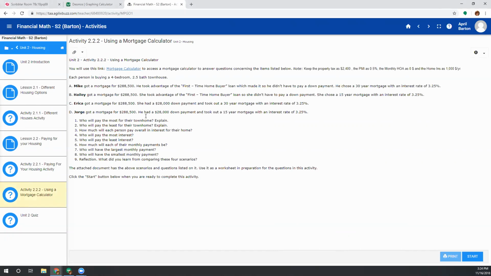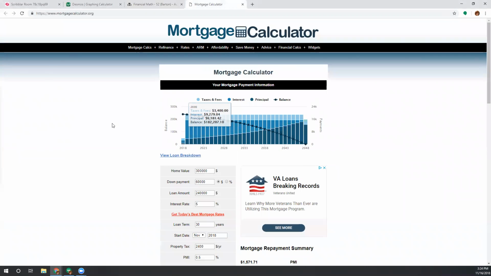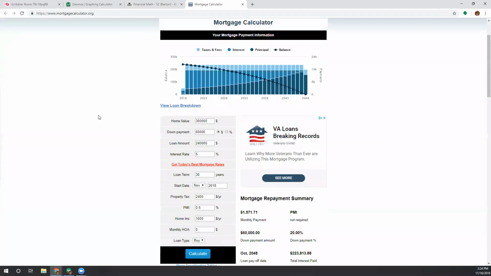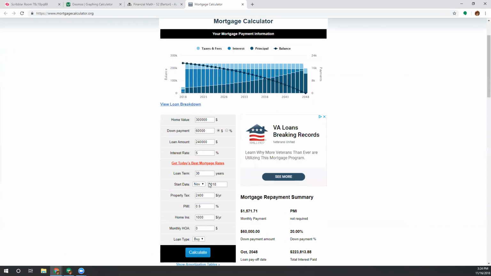So in this financial math, you have to use the mortgage calculator, which they give a link to. I'm going to open that in a new tab. And when you go to use the mortgage calculator, it's a little bit confusing. There's kind of a lot going on. But what you want to focus on is this gray area, and that's where you will enter in the information.